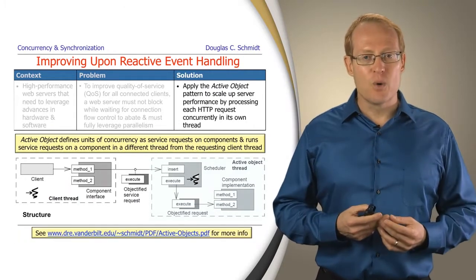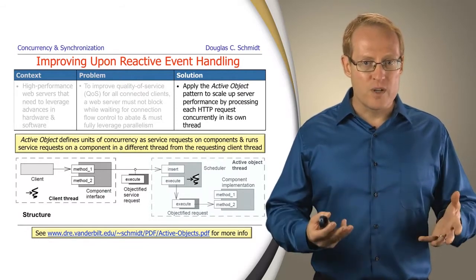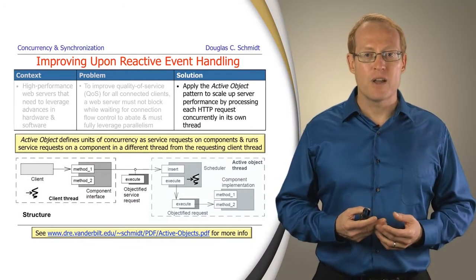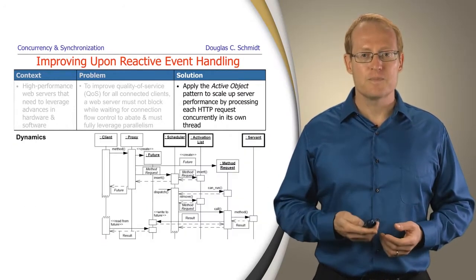If you take a look at this URL at the bottom of the slide, you'll see a paper that goes into more details about the active object pattern. This pattern also is described in the POSA 2 book in great detail.